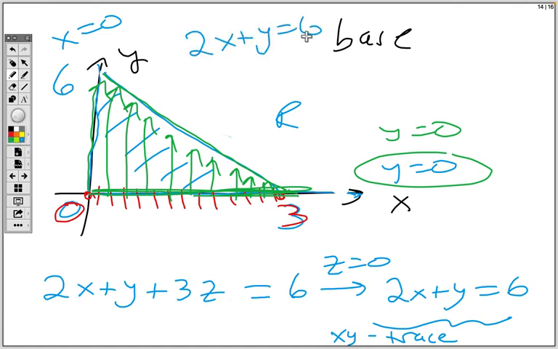The top function we know is this trace. 2x plus y is 6. But for a fixed x, I need to know what that y value is going to be, which means I got to solve this for y. And so if I look at y as a function of x, what's the equation of this line? Y equals what? Yeah, 6 minus 2x.